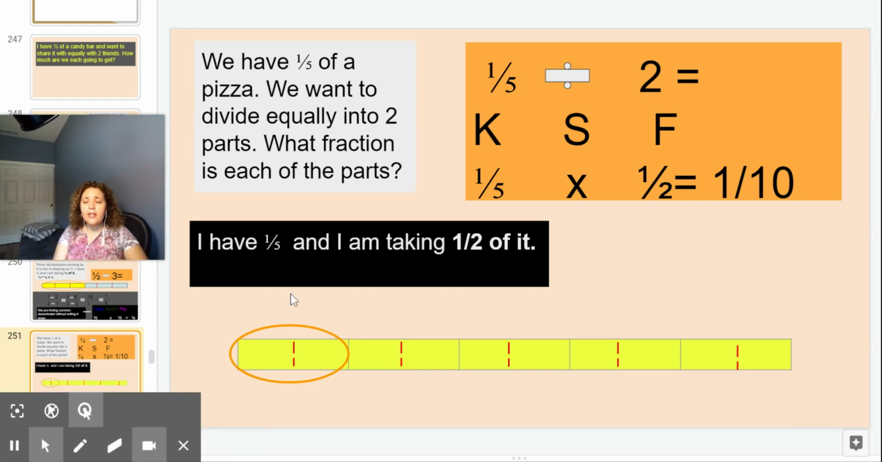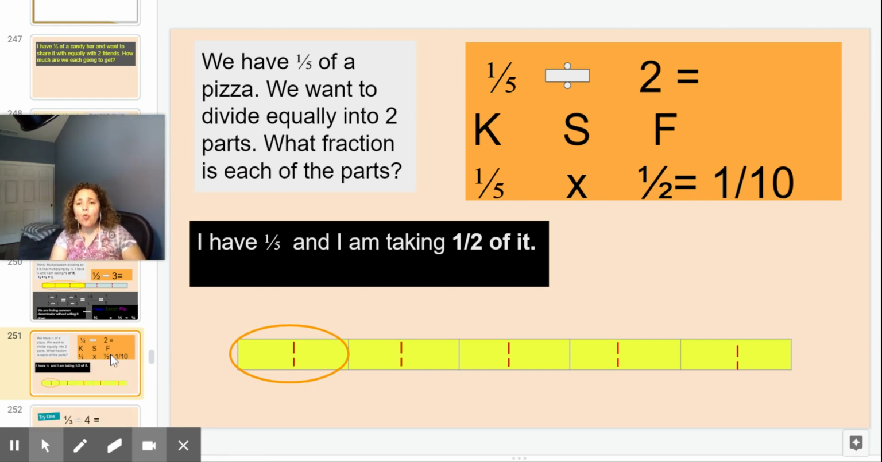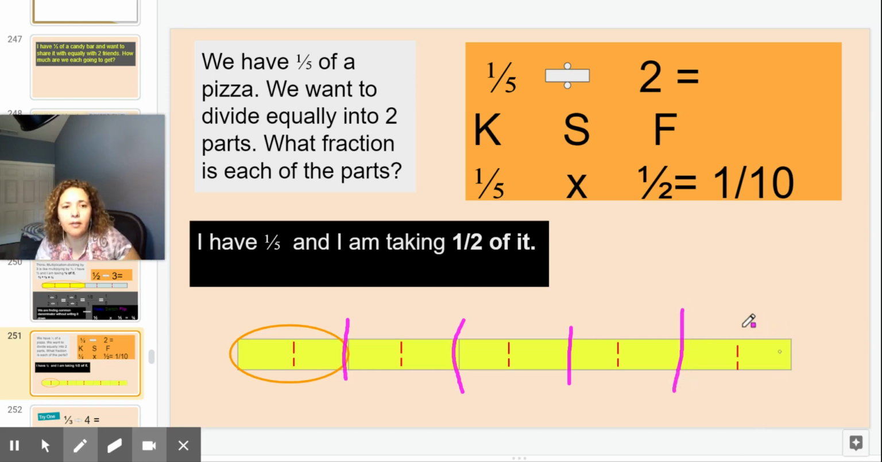Okay, let's look at another example. We have 1/5 of a pizza. So here's my pizza, and I divided it up into 5 equal pieces. I know it's a rectangular pizza, it looks kind of funny, but it's just to model it. I have 1/5, 2/5, 3/5, 4/5, 5/5. So we have a fifth. That's what we have. We want to divide it equally into 2 parts. What fraction is each of the parts?